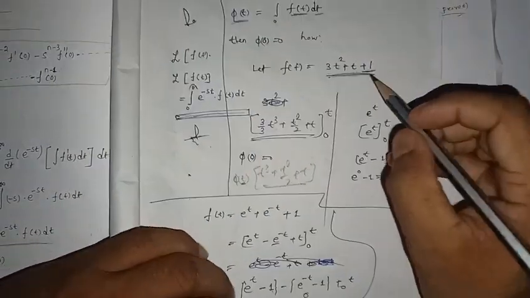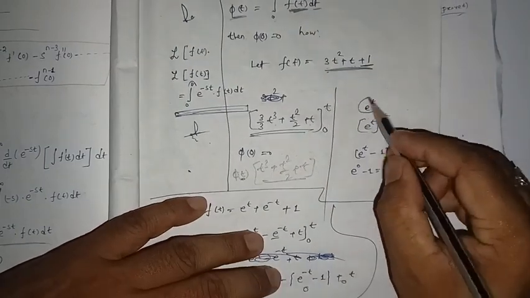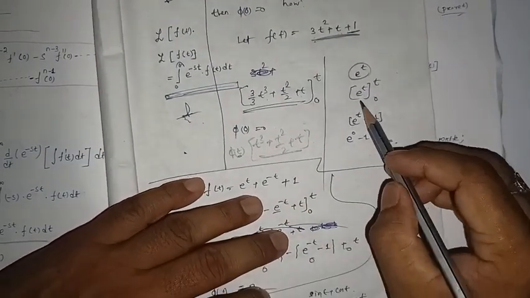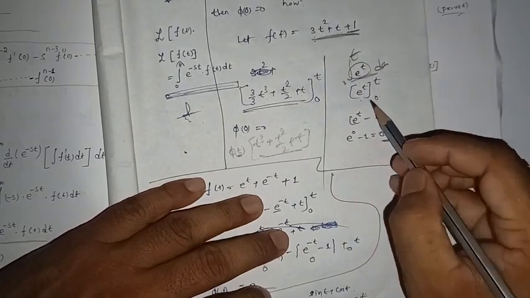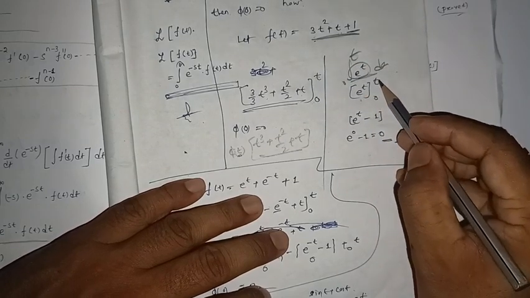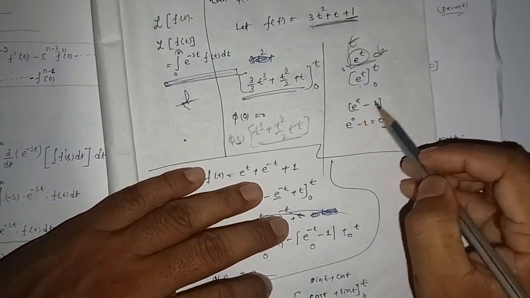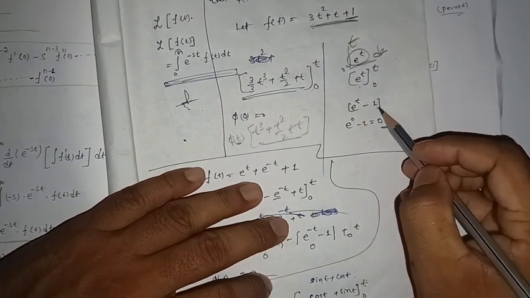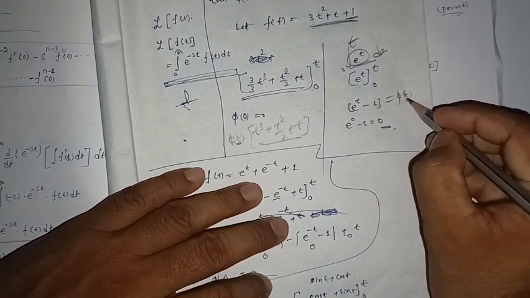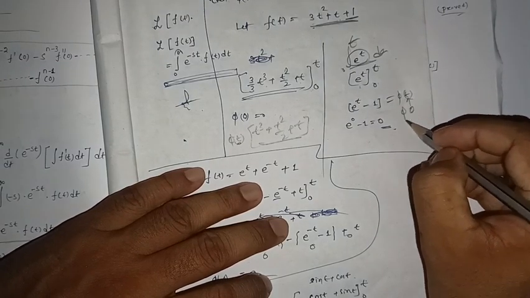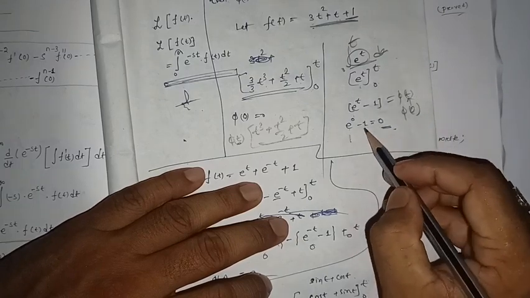Now suppose we consider f of t equal to e to the t. The integration of e to the t from 0 to t dt is nothing but e to the t, and putting the limits 0 to t, it will be e to the t minus e to the 0, which is 1. This is phi of t. So if I consider phi of 0, then e to the 0 is 1, minus 1 will be equal to 0.